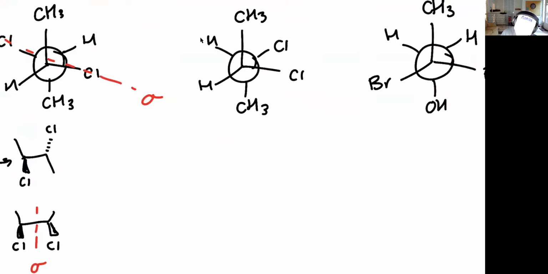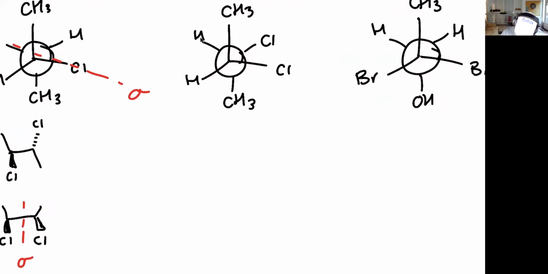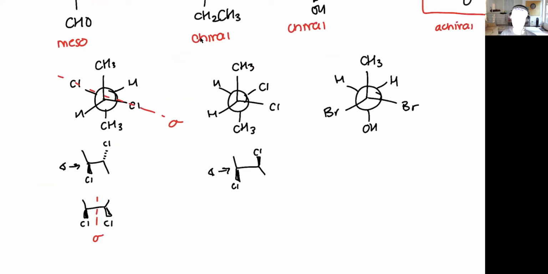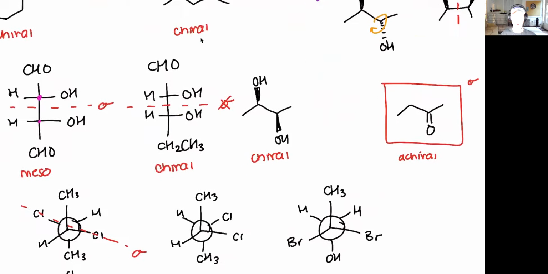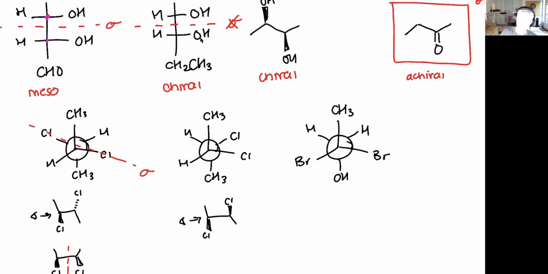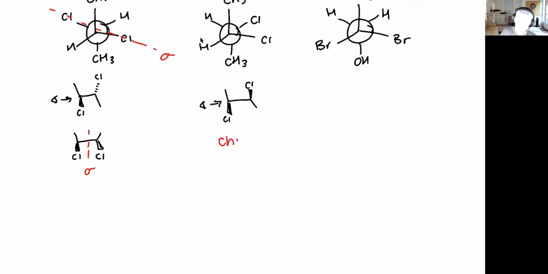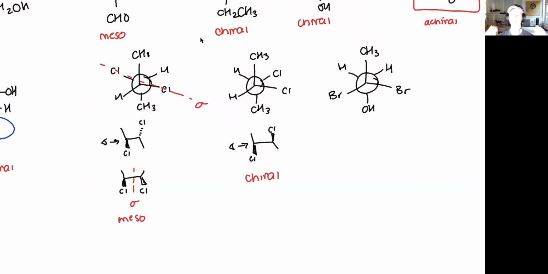And then in this case, let's again convert to line angle. So on the front carbon, we have a chlorine on the right. And then on the back one, we also have a chlorine on the right. So again, if we were to go back to our alcohol examples, we know that this one is chiral because there is no sigma plane. And again, this one would be meso. So yeah, I feel like with Newman, it may be better to convert to line angle rather than trying to look for symmetry here.